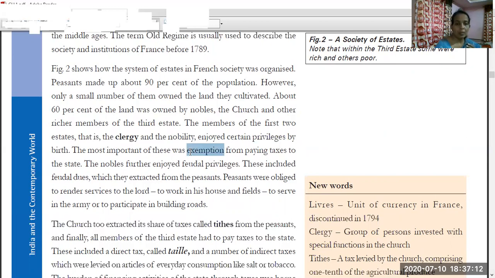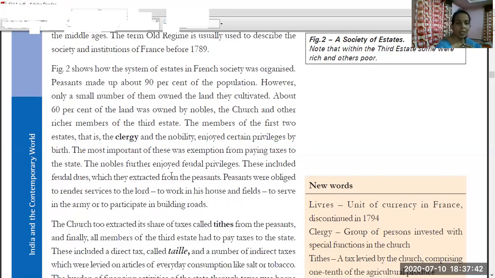What is exemption? Exemption means relaxation. These people were getting relaxation, no compulsion for them. What relaxation were they getting? From paying taxes. They were getting exemption from paying taxes to the state. The taxes were paid just by the third estate. From all taxes, the clergy and the nobility were getting exemption.